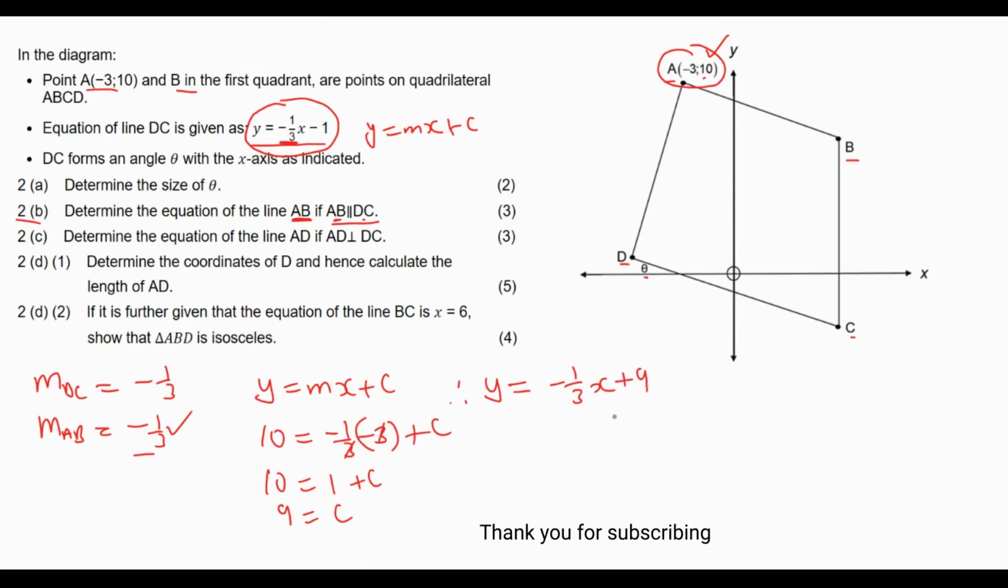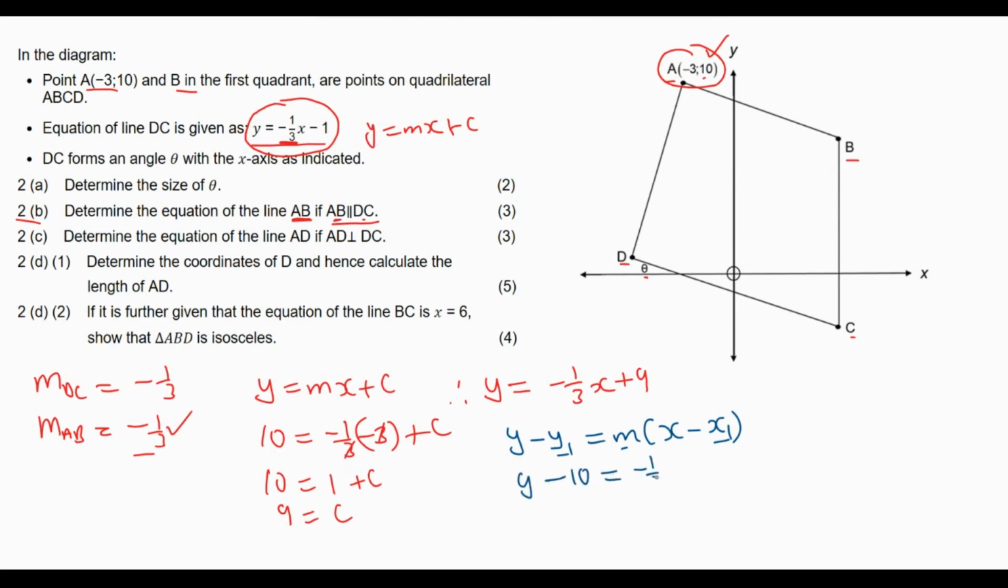Right, the other thing we could have done, we can use the equation y minus y1 is equal to m, then x minus x1. And then we substitute our gradient and then the coordinates of A. So y minus 10 is equal to negative 1 over 3, then x minus negative 3. Minus negative 3 would be plus 3.